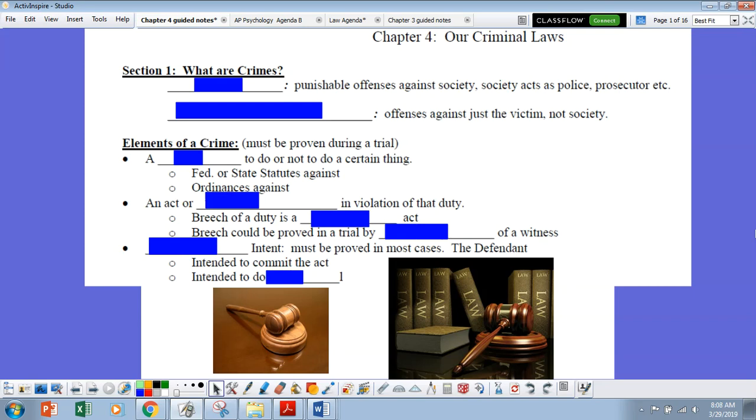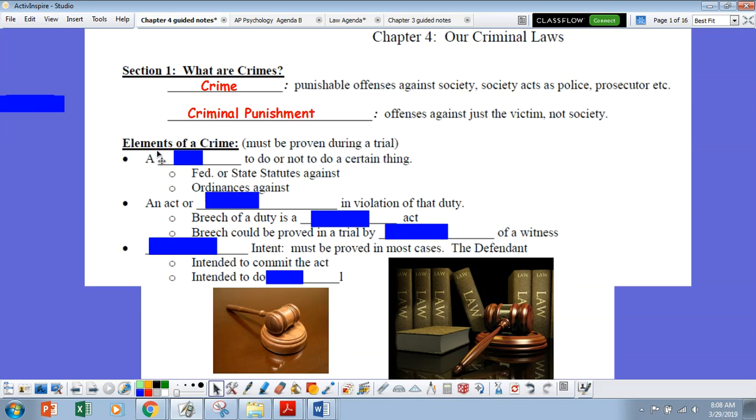We're going to take a look at Section 1 here: what are crimes? As we go along, fill in what you need. So here we go. What are crimes? Well, crimes are punishable offenses against society. Society acts as a police officer and a prosecutor when it comes to situations where people break the law. Criminal punishment are any offenses against just a victim and not society.